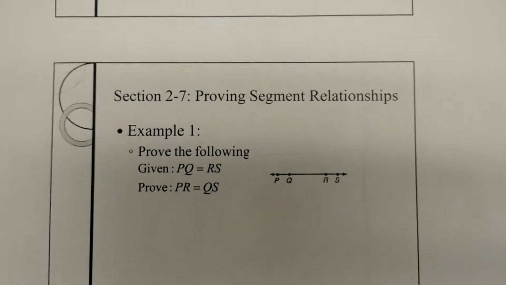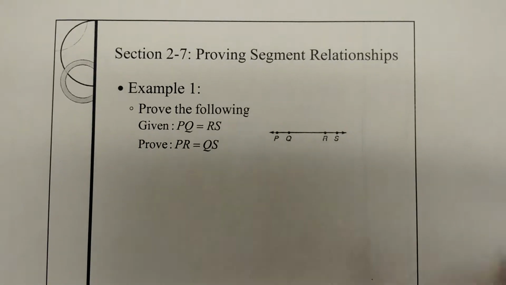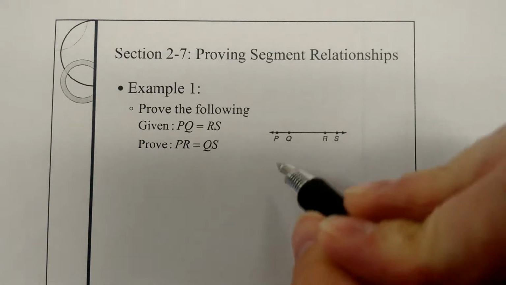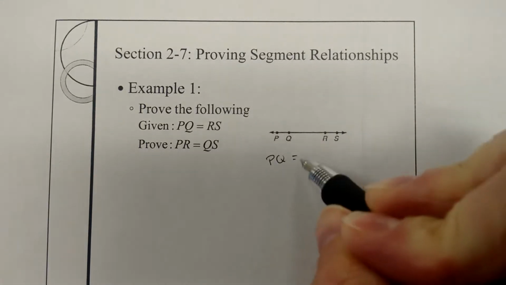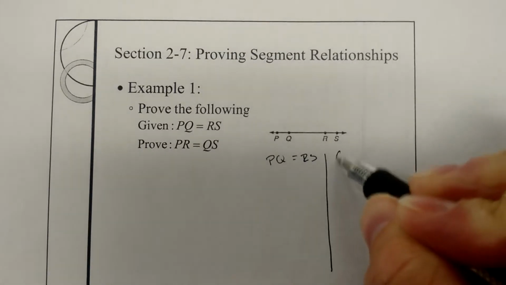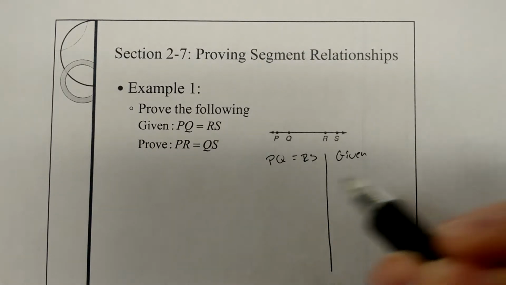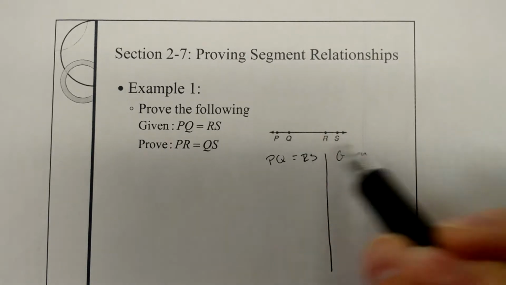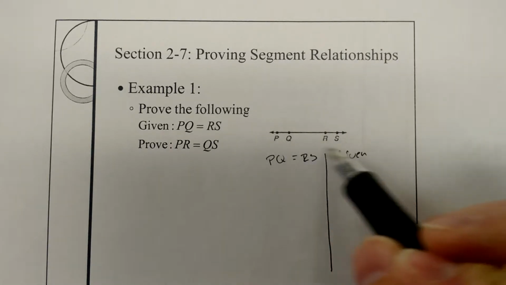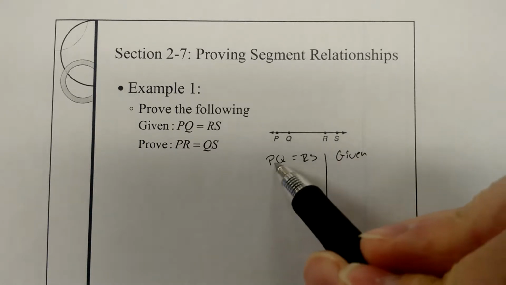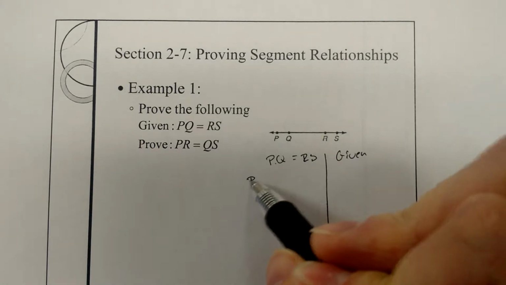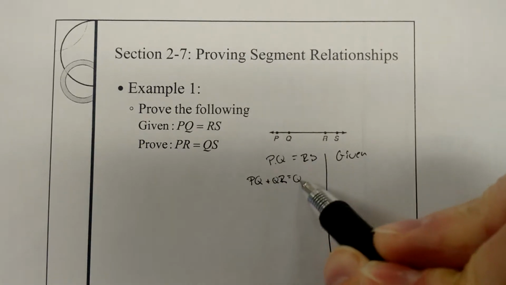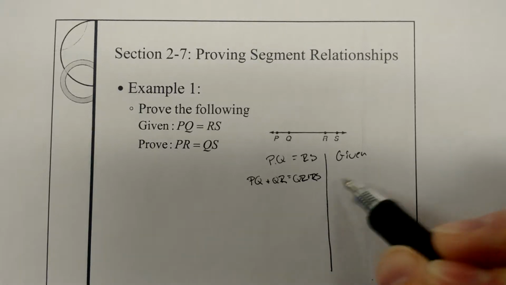So example 1 here, prove the following. Given PQ is equal to RS, prove that PR is equal to QS. So when you do a proof, you always start with your given. So if you notice, PR includes PQ and QR, and QS includes QR and RS. I already have a PQ and an RS here, so I can add QR to both sides. So this is just the addition property.